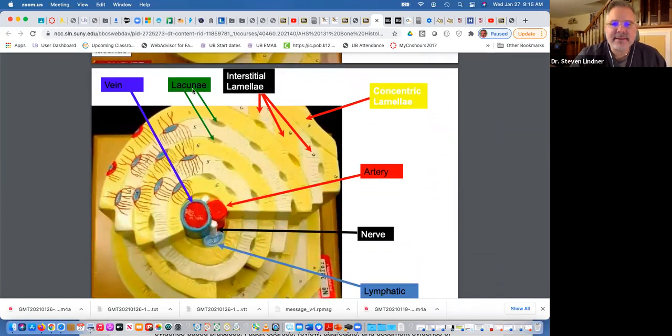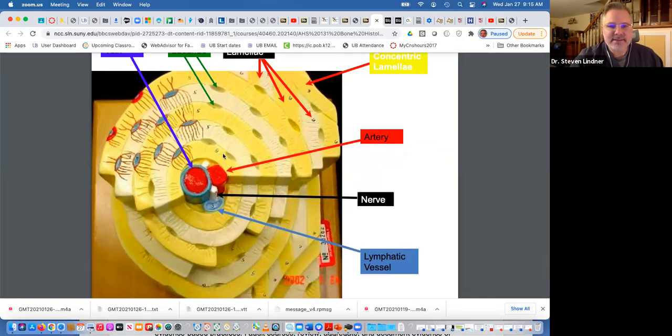Again, everything labeled here. Here's the green label for lacunae. These are your concentric rings in the yellow here. The ones that don't make full circles, these are just interstitial lamellae. Here's your artery, your vein, nerve, and your lymphatic vessel. They sit within the Haversian canal, aka central canal.